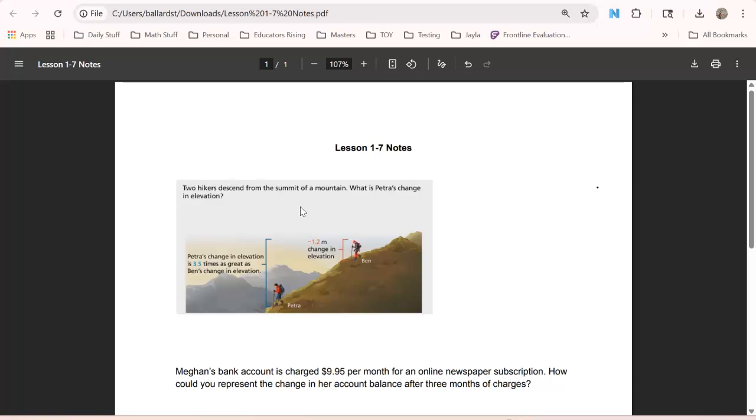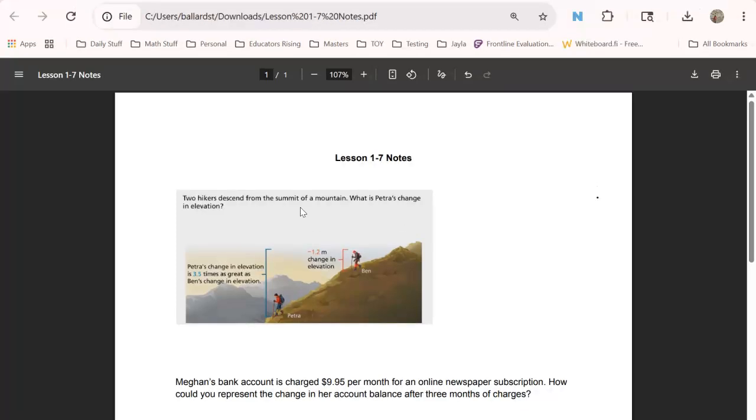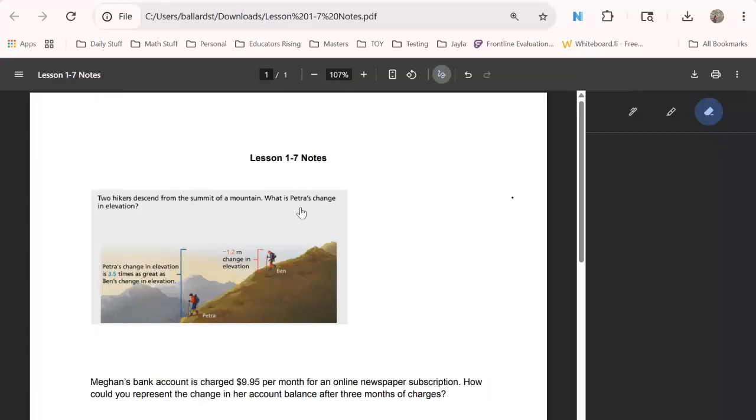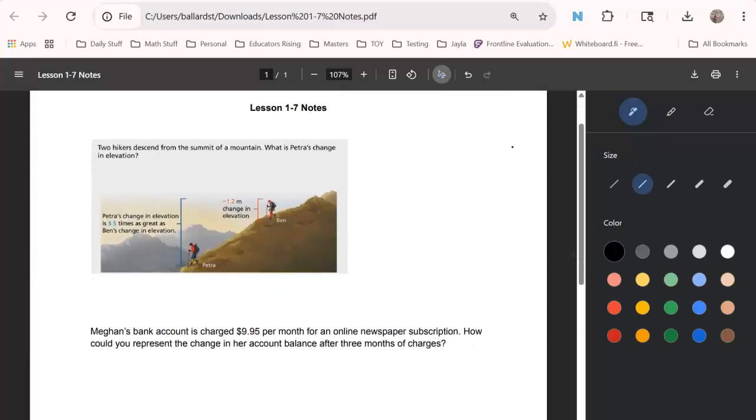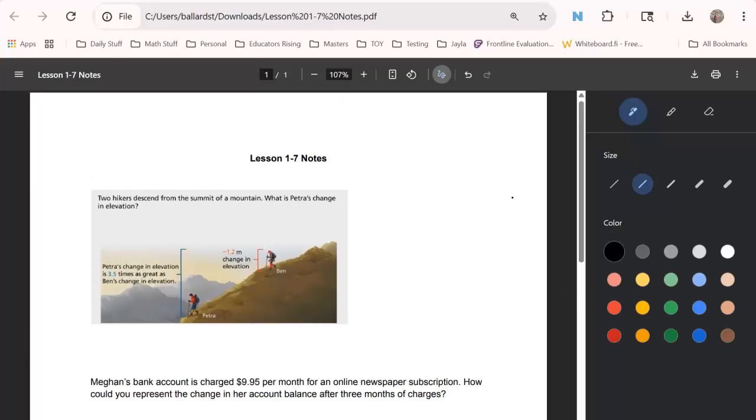Okay, I'm gonna flip over my computer so I can draw on it, and hopefully I can make this work. Okay, let's see here. Okay, so on our notes sheet, first of all, I would like you to write this.